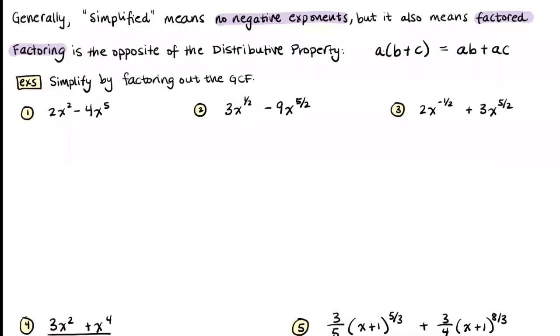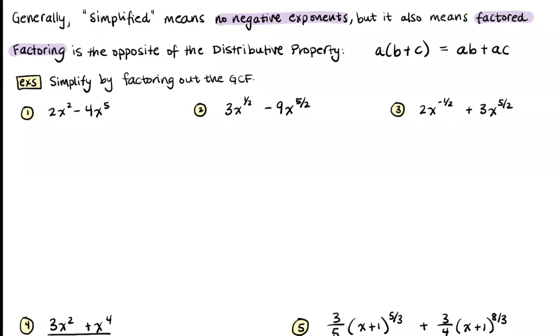Generally, simplifying an algebraic expression usually tends to mean no negative exponents and combining any like terms where you can, but it can also mean factored. We're going to review factoring in a little more depth in the next section, section 8.4. But first we'll review the most basic way of factoring, and that is by taking out the greatest common factor.